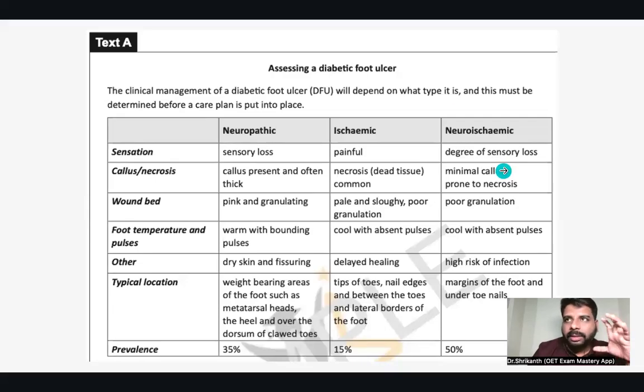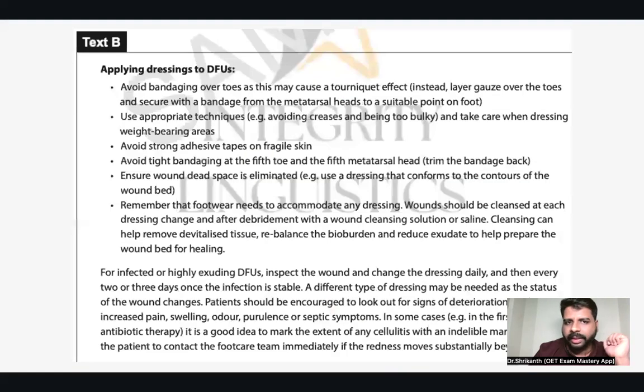So reading part A has 4 texts. Now, as you can see, this is text A, and there will be a title. Here the title is Assessing a Diabetic Foot Ulcer. Below that, there are certain subheadings, in this case a table. We'll be discussing the part A text later on.